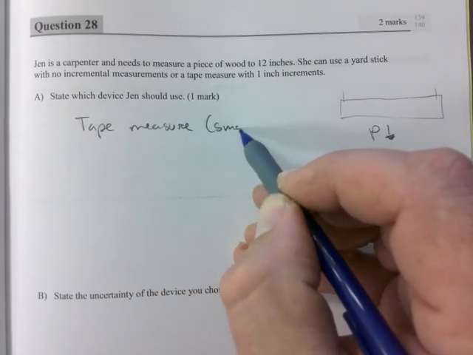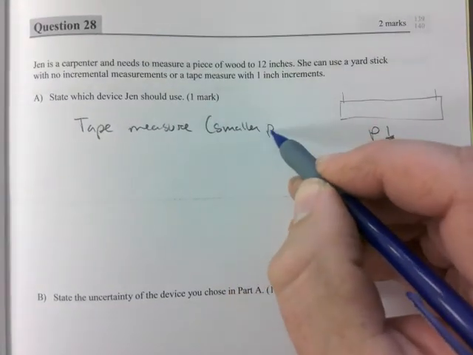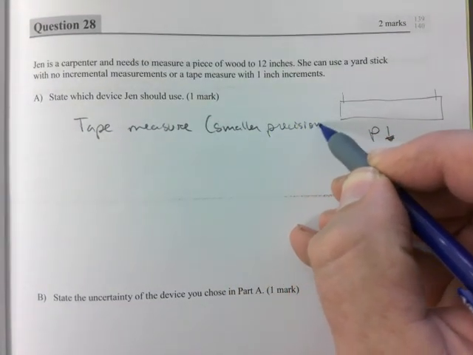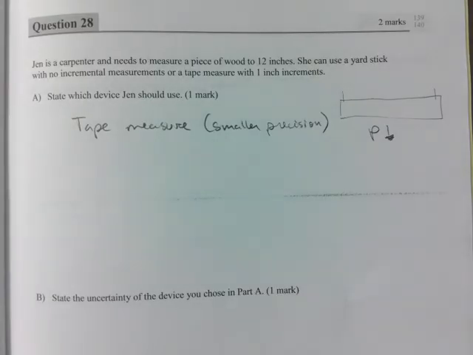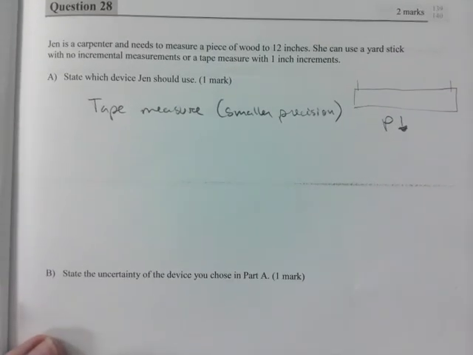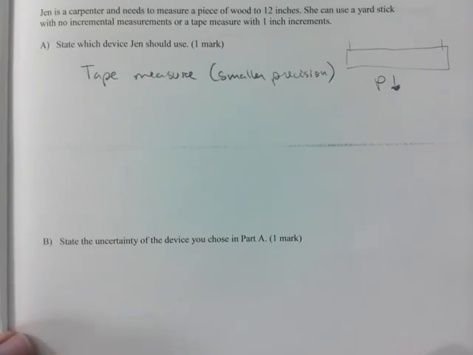Smaller precision. That's why increments is the precision, right? Small. So smaller precision. So I choose the tape measure.